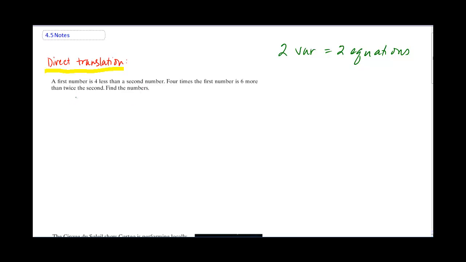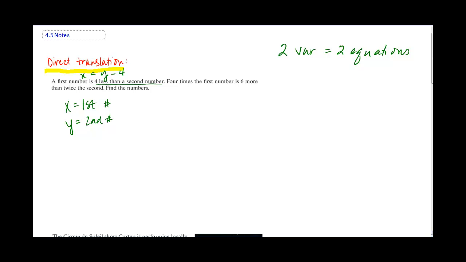Now I'm going to come in, I'm going to label what I'm looking for. I know I need two numbers, a first number and a second number. So I'm going to say x is the first number and y is the second number. Okay. Then I have, in this first sentence, I'm just going to write above it, a first number is, that's x, is means equals, 4 less than a second number. 4 less than a second number. I'm going to write that as y minus 4.